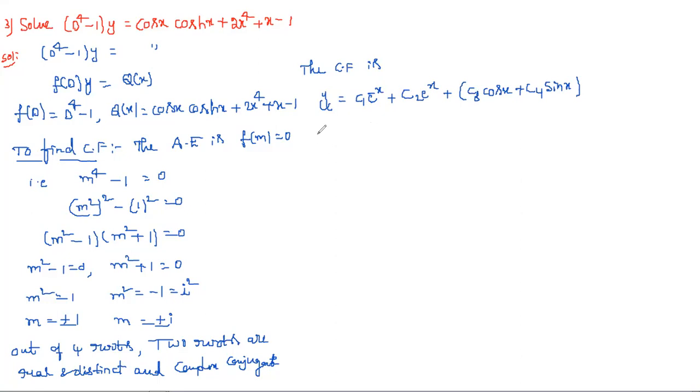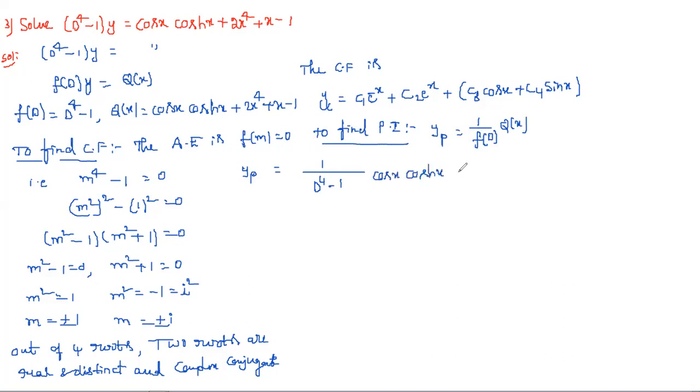Now we need to find the particular integral. To find the particular integral, yp = 1 by f(D) into Q(x). So that is yp = 1 by f(D), which is nothing but D^4 - 1, and Q(x) is nothing but cos x cosh x plus 2x^4 plus x minus 1. So which is equal to 1 by D^4 - 1 of that. We don't have any direct formula for this.